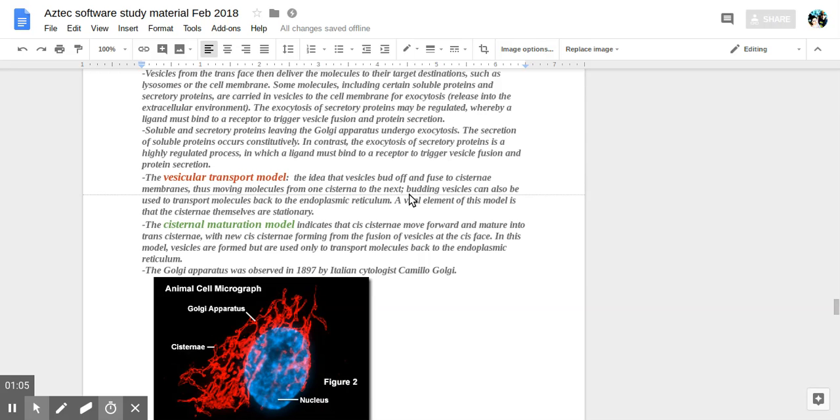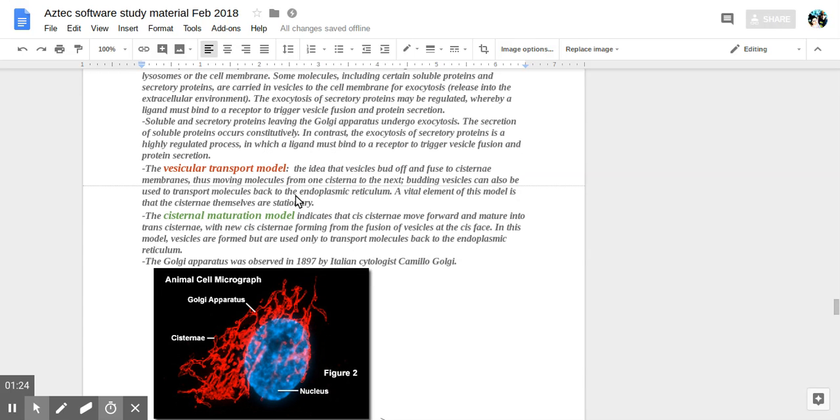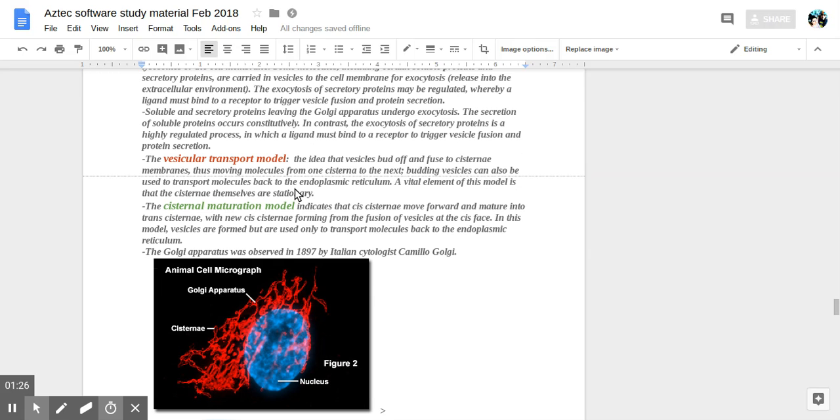Some molecules, including certain soluble proteins and secretory proteins, are carried in vesicles to the cell membrane for exocytosis or release into the extracellular environment. Exocytosis of secretory proteins may be regulated, whereby a ligand must bind to a receptor to trigger vesicle fusion and protein secretion.